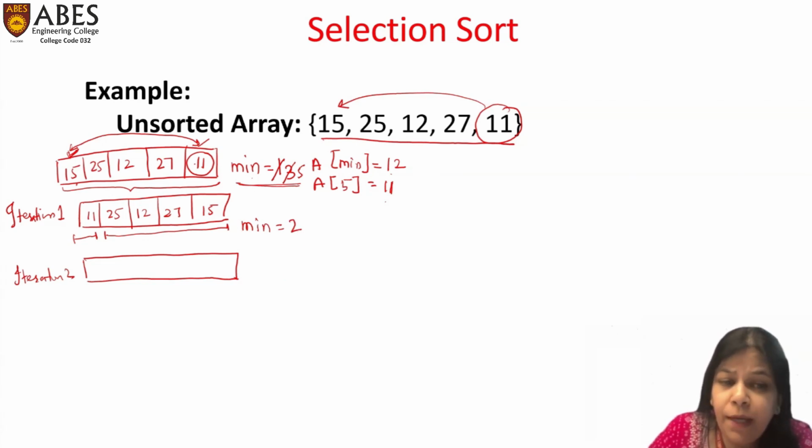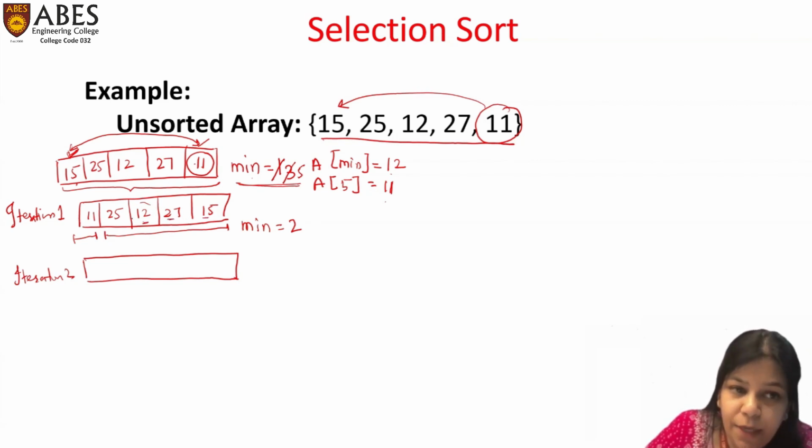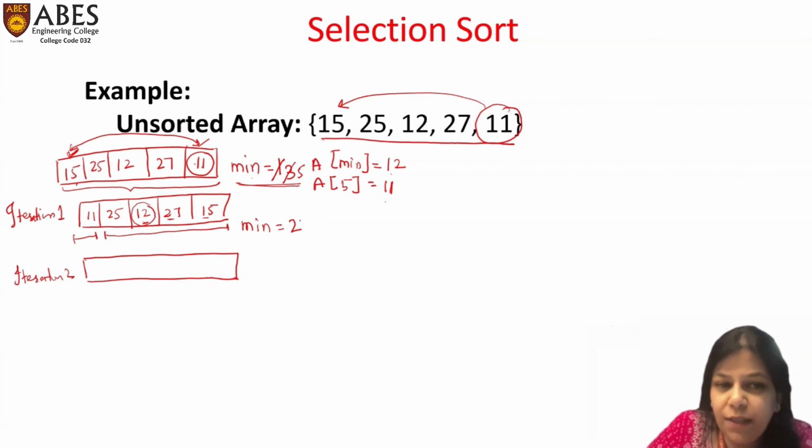And this 2 will be compared with the rest of the elements so as to find out the minimum element in the unsorted part, right? So as you can see, the minimum will be compared with A3, A4, and A5. In this case, 12 is the minimum. So after this pass, minimum will have the index of 12, that is 3.